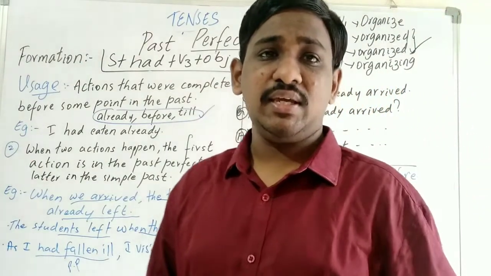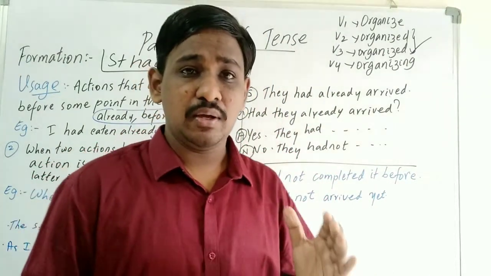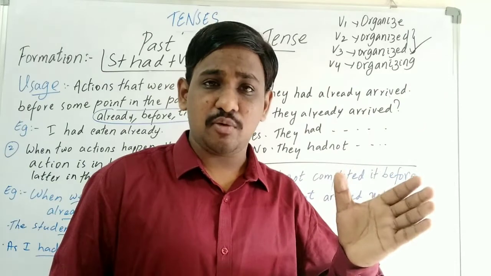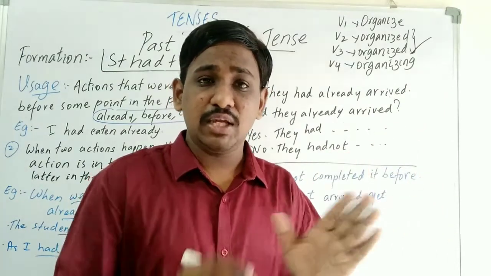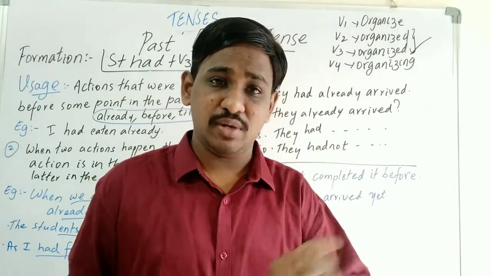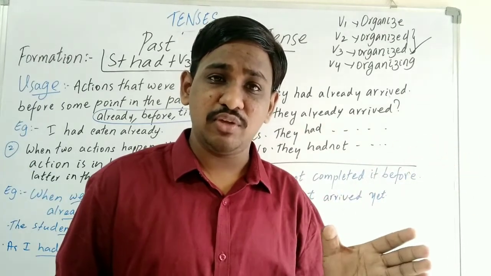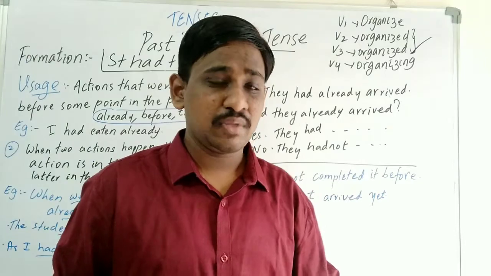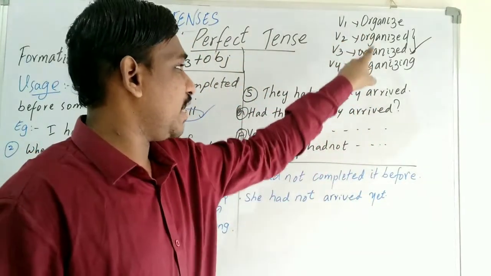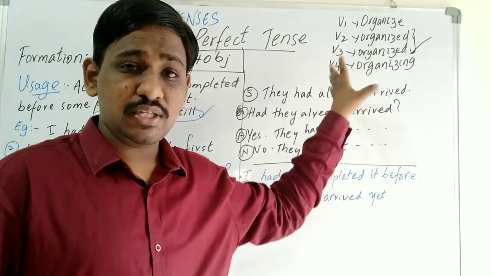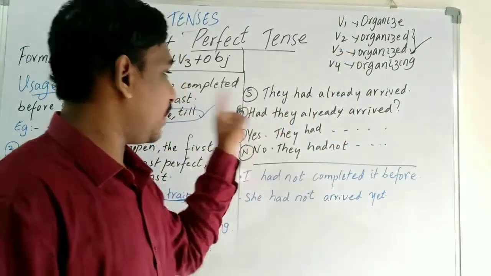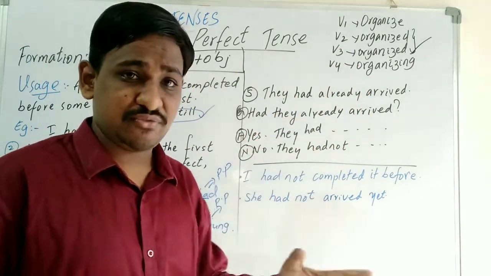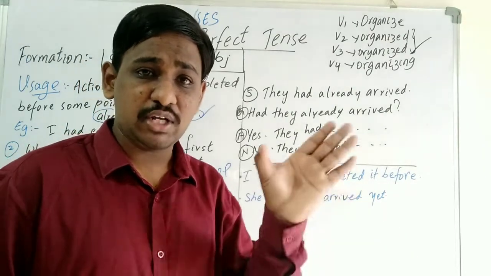Now let us see the sentences of past perfect. We had seen the formation: subject plus had plus V3. In all the perfects, V3 will be there. In the continuous, V4 will be there. In the perfect continuous also, V4 will be there. We had already seen the verb forms, so the V3 form is organized here. Let us take one statement. They had already arrived.